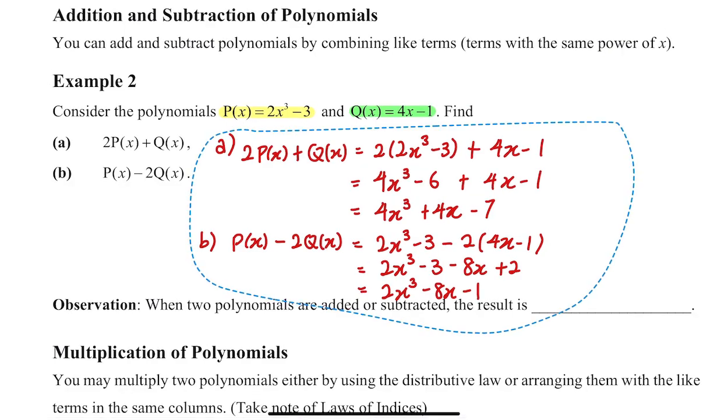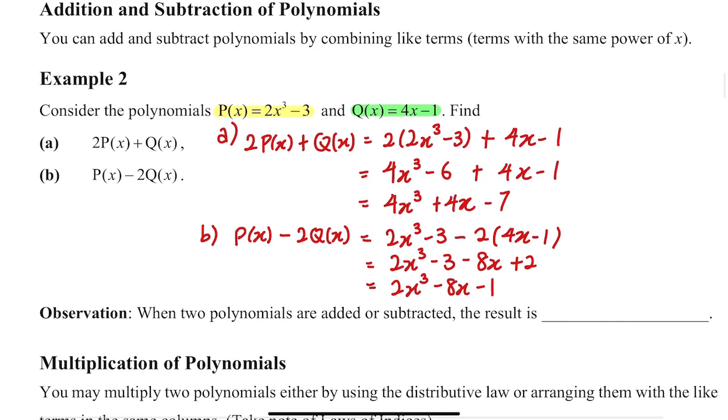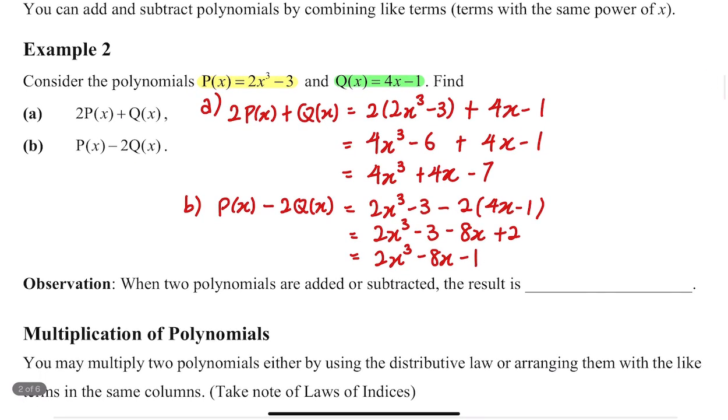So now if we look at these solutions, when I add these two polynomials together or subtract them, my final answer here is still a polynomial. So therefore, we can observe that whether I add or subtract two polynomials, the result is still a polynomial. This is for example 2.